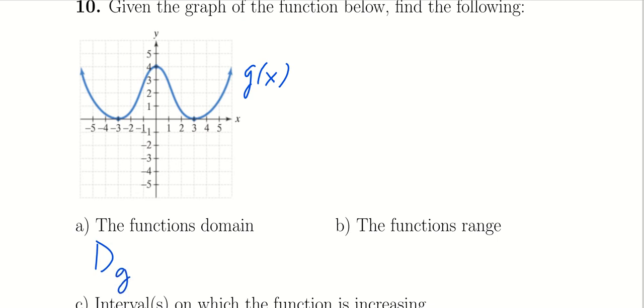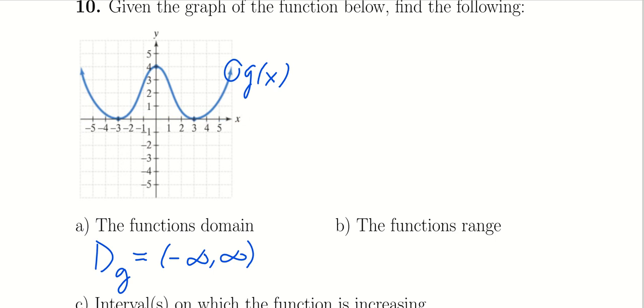If we look for the domain, notice the presence of these arrows. This graph goes all the way to the left. It goes all the way to the right. There are no jumps or breaks in the graph, so we're going to have every x value between -infinity to positive infinity. So the domain of this function is all real numbers.